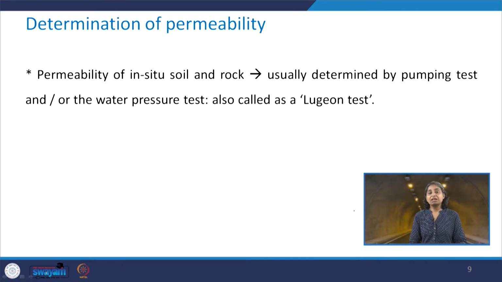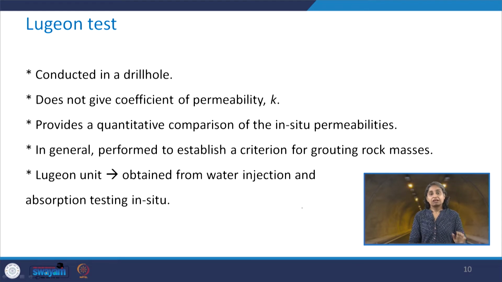So the permeability of in situ soil and rock is usually determined by the pumping test and/or the water pressure test, which is also called the Lugeon test. Coming to some aspects related to this test, I will not be discussing it in detail, but will try to give you an overall idea what this test is all about. So basically this is conducted in a drill hole.